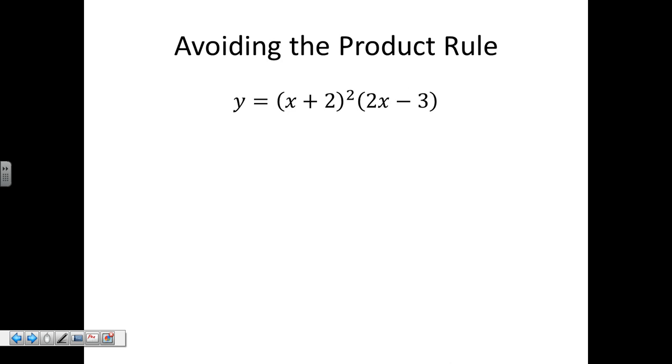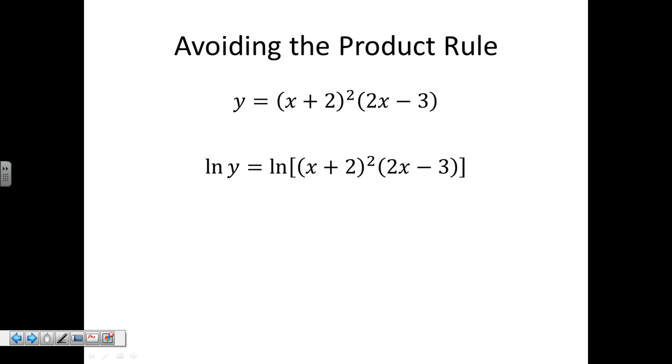want to avoid it? I probably wouldn't with this one, but sometimes as things get bigger and hairier and nastier, I might go, wow, the product rule is really going to make this a mess. This is going to be a technique that I can use to avoid the product rule. And the first thing I want to do is take the natural log of both sides. So I have the natural log of y equals the natural log of the entire right side.